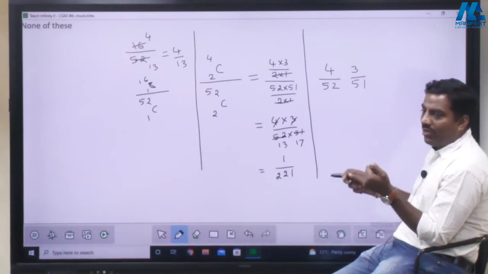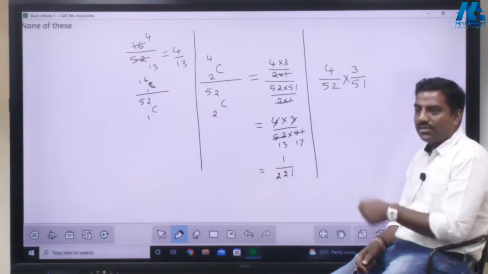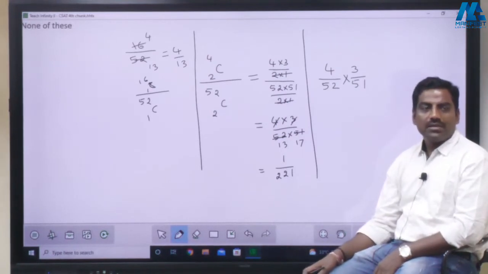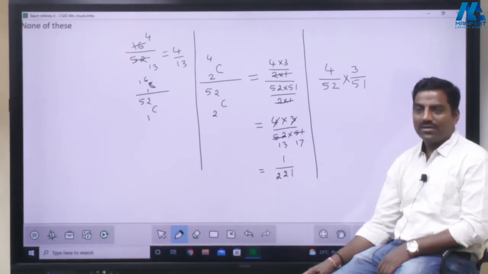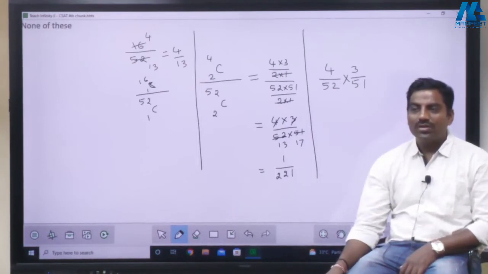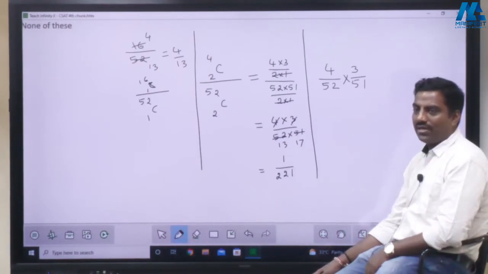Our event will be over when we pick both the cards. Same thing, no? This expression and this expression. Think of the first event, that is drawing a king, is 4 by 52. You will remove that card and keep it outside. Then what will happen? 51 cards are remaining. Out of those 51 cards, what are you trying to do? You are trying to pick up a king, but there are only 3 kings. So that is 3 by 51. 4 by 52 into 3 by 51. Done? Yes?